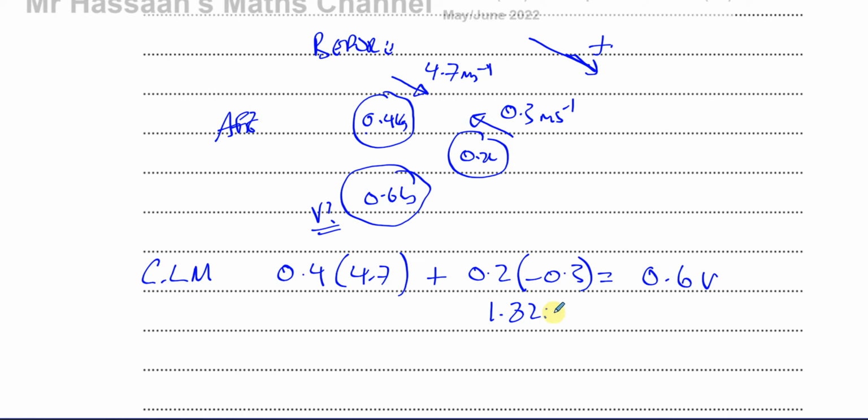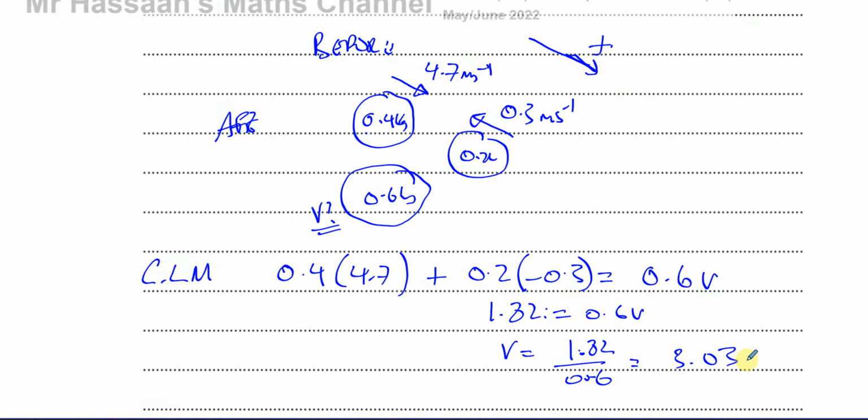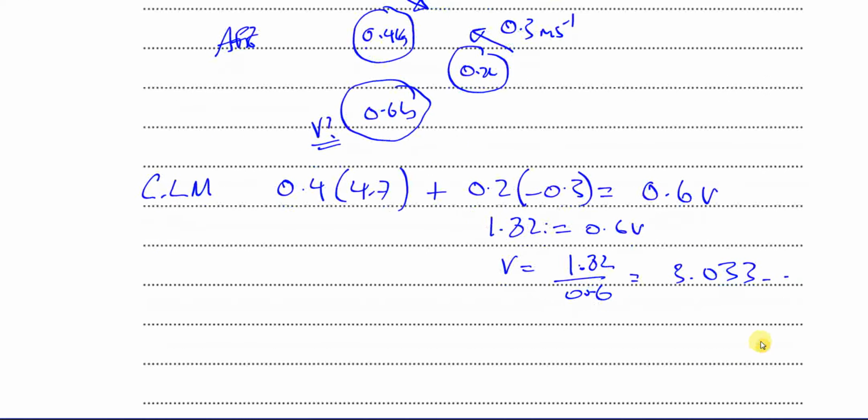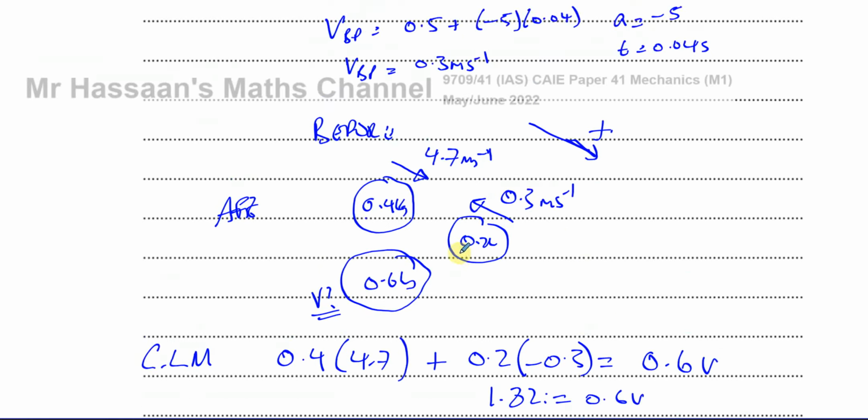Oh, what a long question. So V is equal to 1.82 divided by 0.6. I wonder how many people actually did this question. It's so long at the end of the exam.